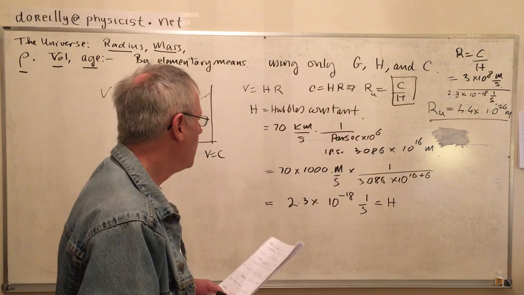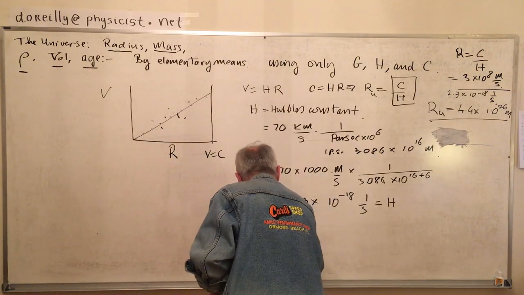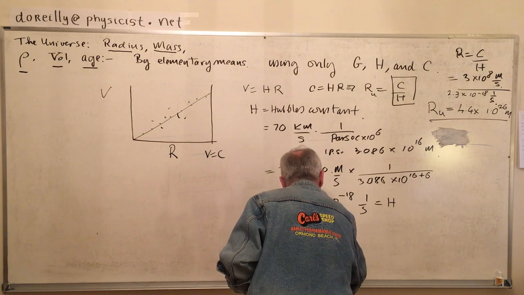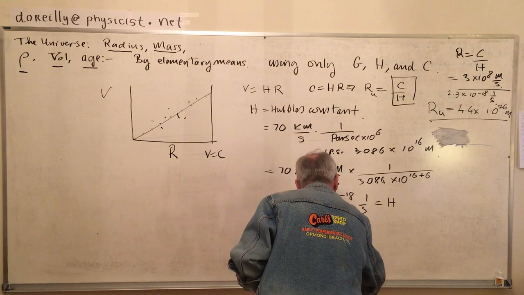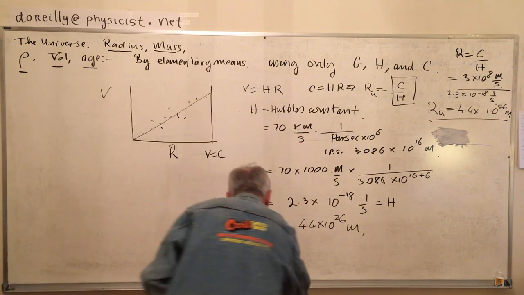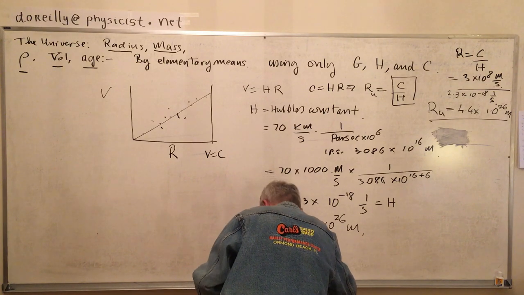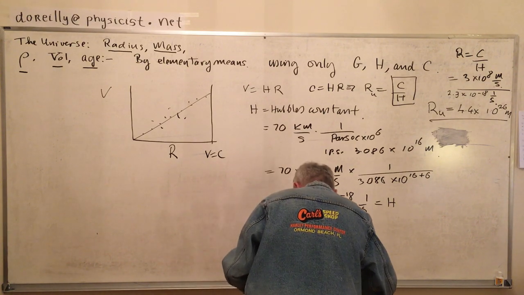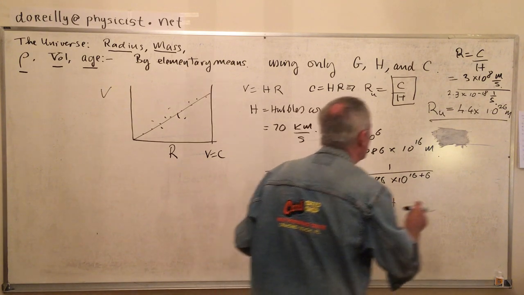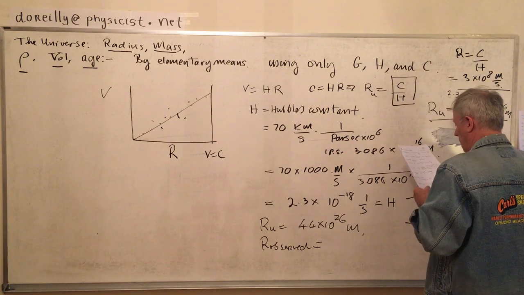I erase the board because it's getting too complicated. This is the radius of the visible, accessible universe. And the observed. I made a mistake. That's the observed. When I calculate that, I get a different one.